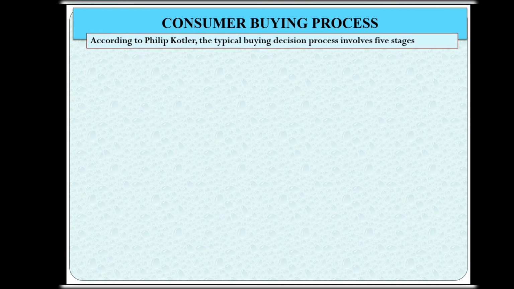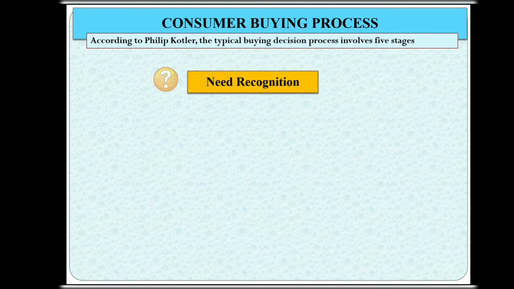According to Philip Kotler, the typical buying decision process involves 5 stages. A consumer has to go through 5 stages in making the decision to purchase any goods or services. First stage is need recognition.